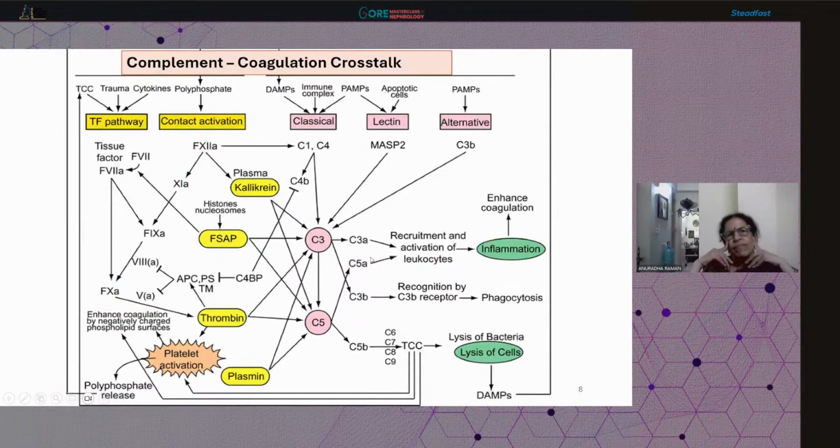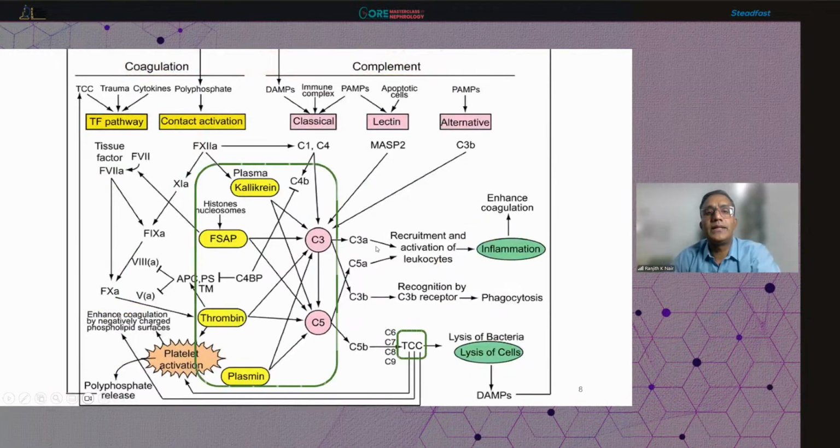It's a very busy slide just to understand that there is a crosstalk between the complement system and the coagulation cascade, where the thrombin, the platelet activation, the plasmin, the kallikrein, the FSAP, the tissue factor, all these lead to activation of C3 and C5, which ultimately lead to inflammation. They are supposed to kill the bacteria, but they also cause coagulation.